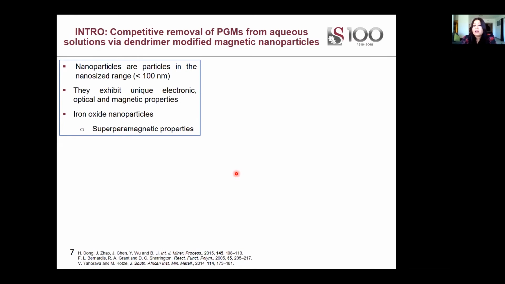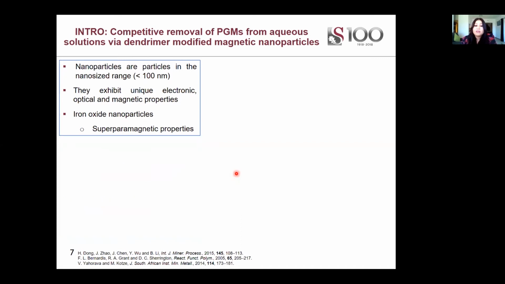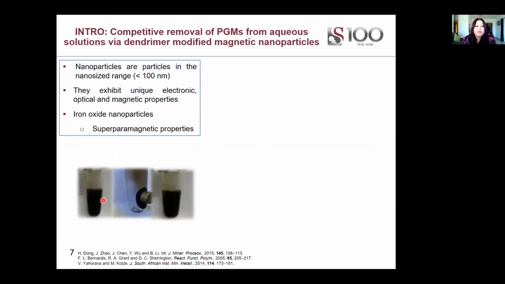So iron oxide nanoparticles have superparamagnetic properties because once it's magnetized, these particles will behave like small permanent magnets. And once you remove the magnetic field, they don't retain any residual magnetism. And this is just an example of that. This is, for instance, magnetite in water. It's a suspension. When you add the magnet, you can clearly see the nanomaterials are attracted to the magnet. And when you remove the magnet, you will see it will disperse again.